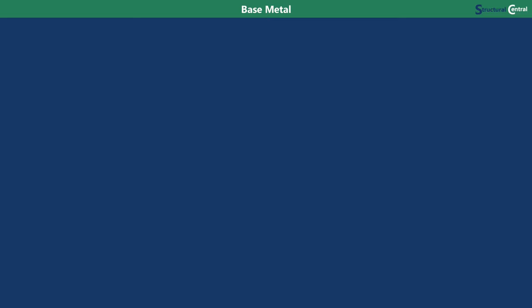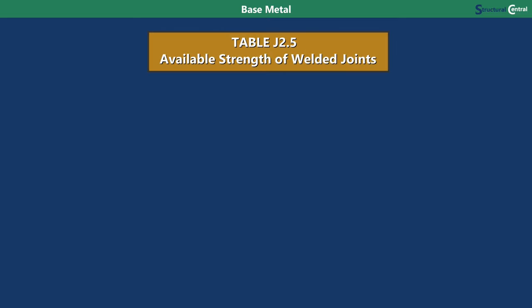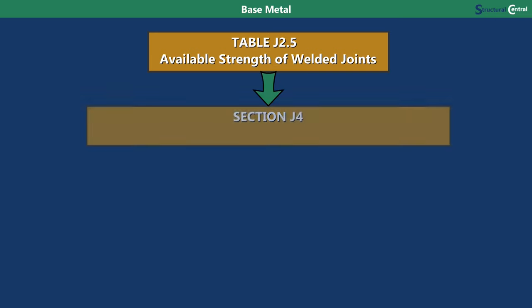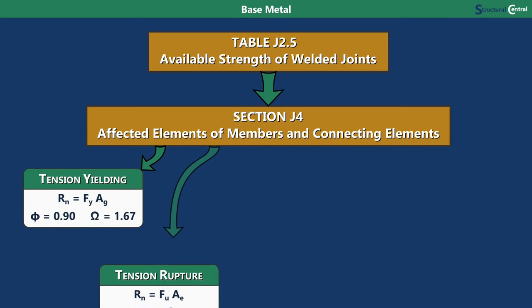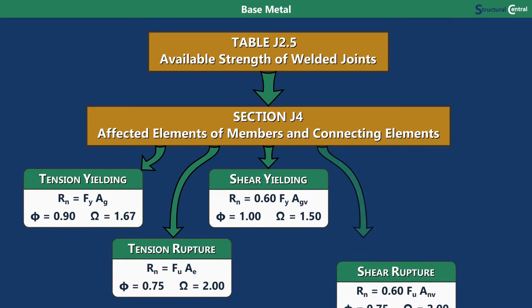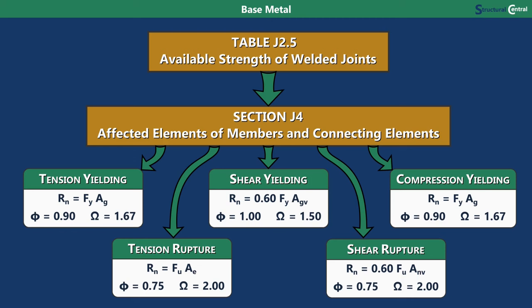To use the base metal strength formula, AISC again points you to table J2.5, which either redirects you to section J4 or provides the same safety factors, nominal stresses, and effective areas that you would find there. Section J4 is a section that tells you how to check the elements at connections. These checks include tension yielding and rupture, shear yielding and rupture, and compression yielding.